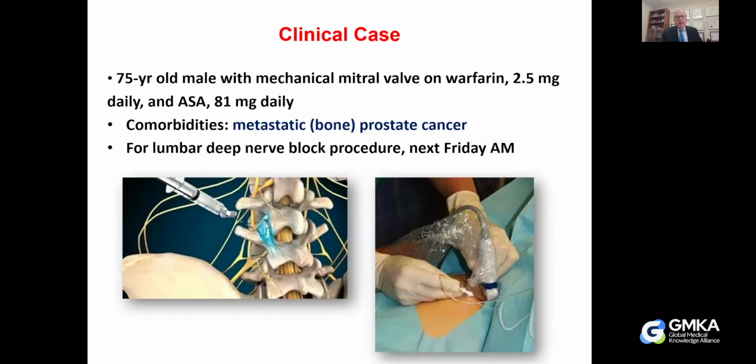So let's start with a typical case of a patient that I would see in my clinic. This is a male with a mechanical heart valve on warfarin. It's a mitral valve, and they also take aspirin, and they need a lumbar deep nerve block procedure, let's say next Friday in the morning.